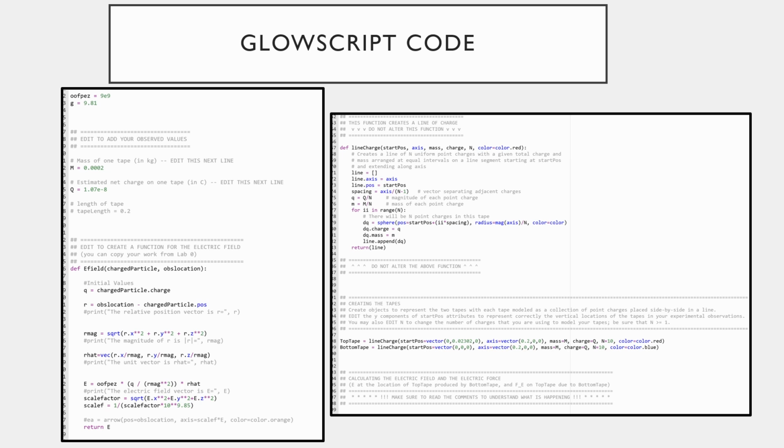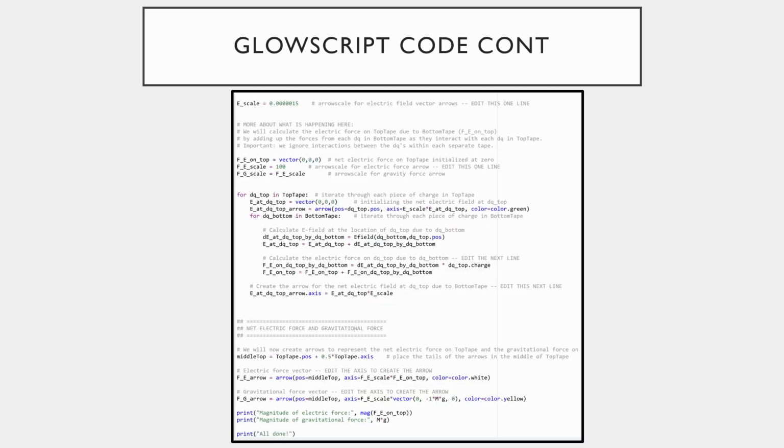This is the GlowScript code that we wrote in order to model the tape as a line charge. We copied and pasted in the function for the electric field, and then on this slide you can see the electric field. We calculate the electric field at each particular point charge along the length of the tape and multiply it by the charge on each individual piece, and then we sum them all up in order to get the net electric force arrow.